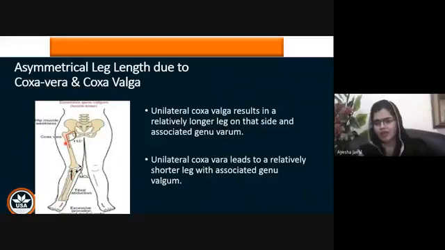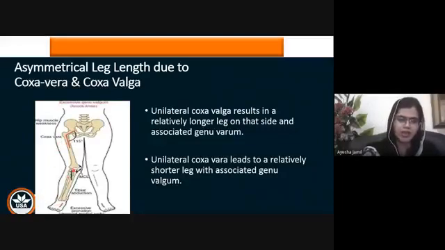The coxa vara with resulting genu valgum is associated with the shorter leg. So this side of the leg will be shorter if there is coxa vara. If there is a coxa vara, there will be resulting accompanying compensatory genu valgum, and that side of the leg will be considered or apparently shorter.